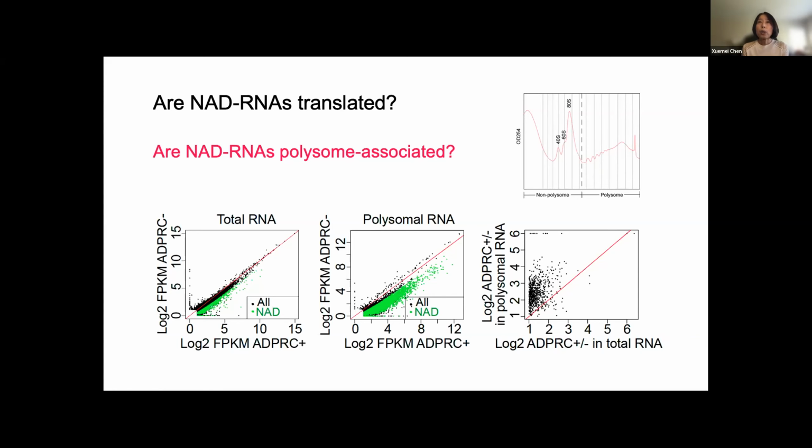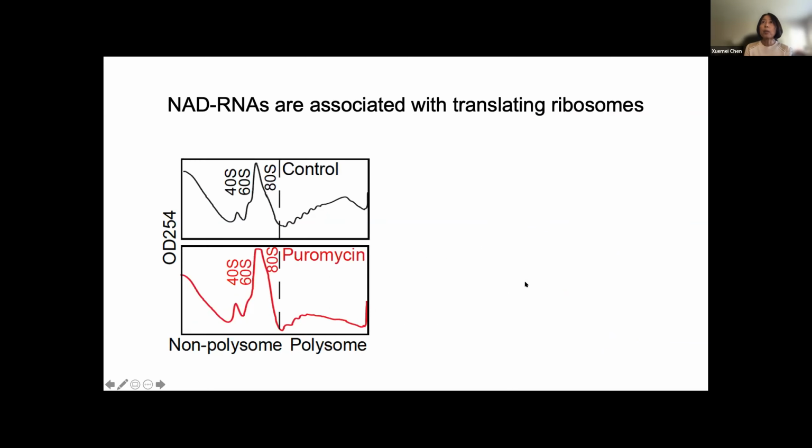But remember, I told you about the transfection experiment in human cell line, showing that NAD RNA was unable to produce protein. So we looked into whether these polysomal associated NAD RNAs are really associated with translating ribosomes. And we took advantage of this inhibitor of translation, puromycin. So puromycin actually splits translating ribosomes into the ribosomal subunits. And you can see the puromycin treatment worked. We got a reduced amount of polysome and increased amount of non-polysomes.